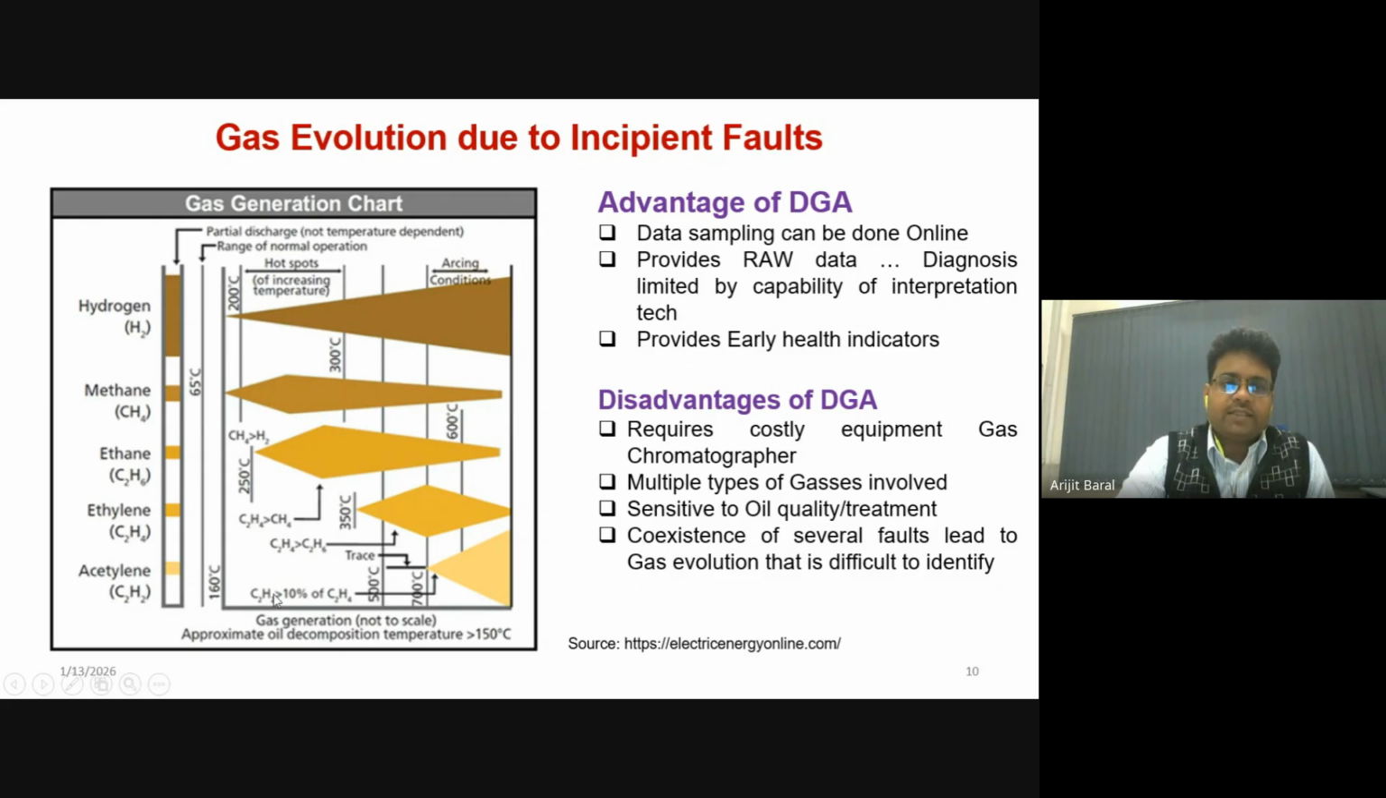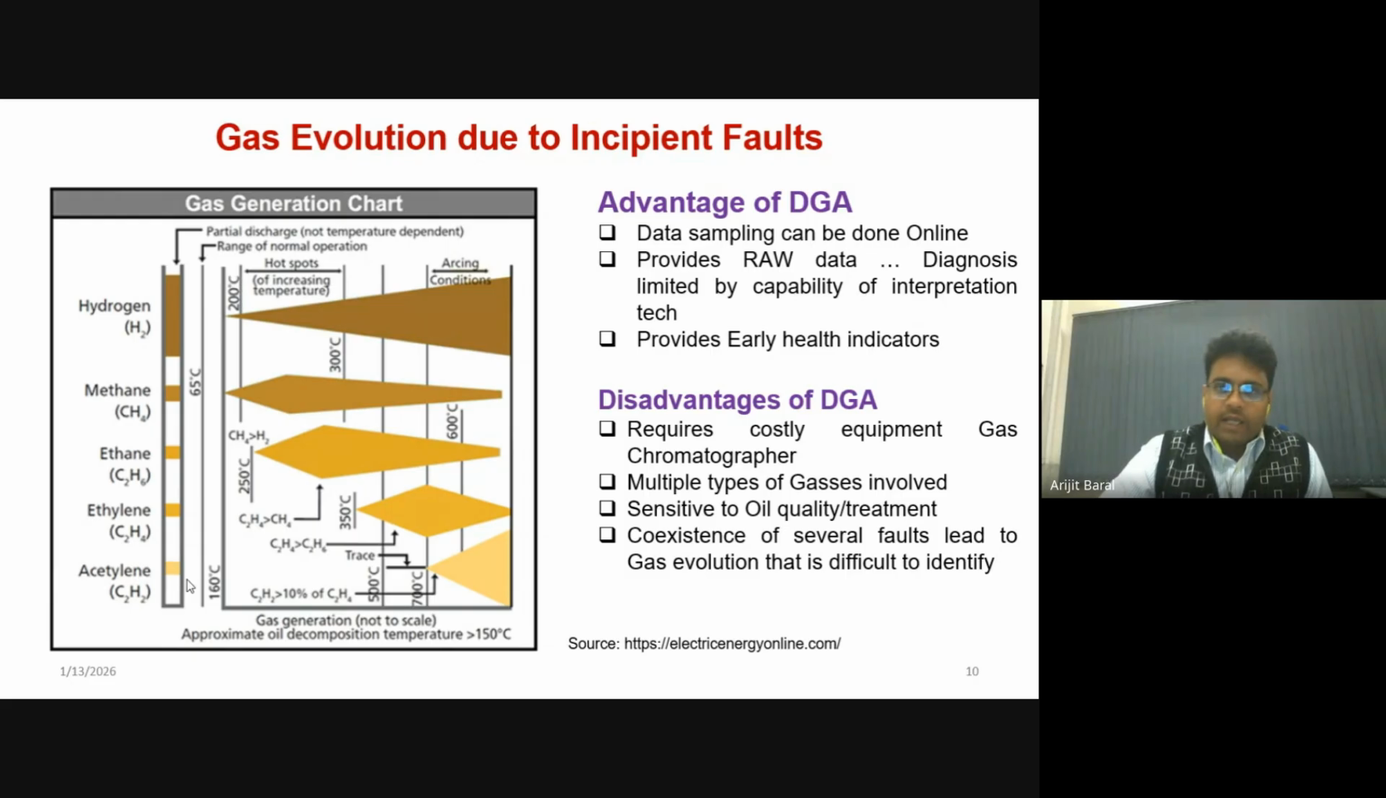Now, if you look at this particular chart, you can see that depending on the temperature, different types of gases actually get evolved and remain in dissolved state in the oil. Remember, we are talking about online tests, so we are not shutting down the equipment. We are only sampling out a small quantity of oil and then we are testing it. By the way, dissolved gas analysis gives us gases in ppm, parts per million. You need what is known as a gas chromatograph to identify which gas is present in which quantity. It's a costly equipment, but it will provide you the details of all the gases that will be present in the oil.